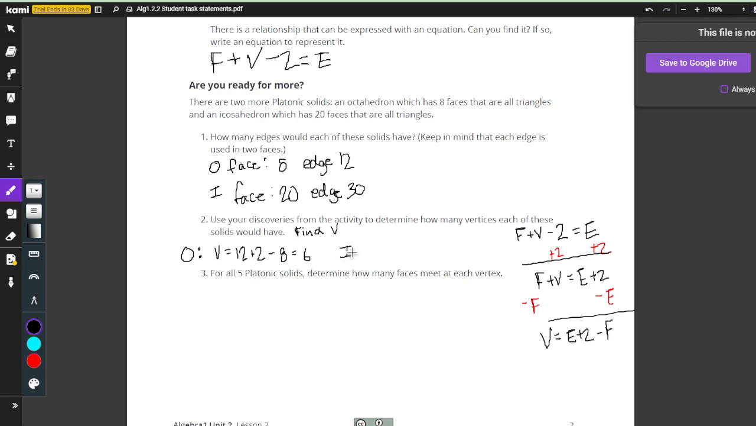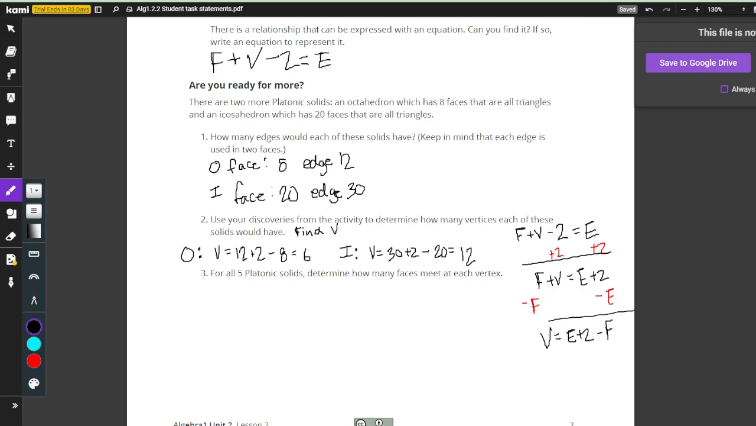Let's do our icosahedron. That's going to be, instead, we're going to have faces. We have edges, which is 30. Oops, don't forget our V. V is equal to 30 plus 2 minus the number of faces, which is 20 right here. And that gives us 32. 32 minus 20 is 12. There we go.